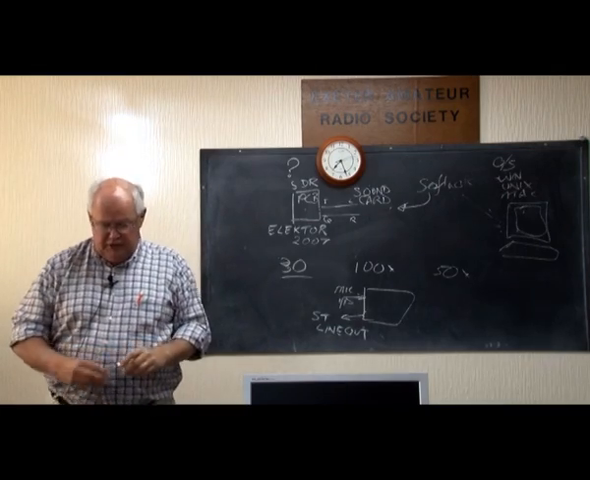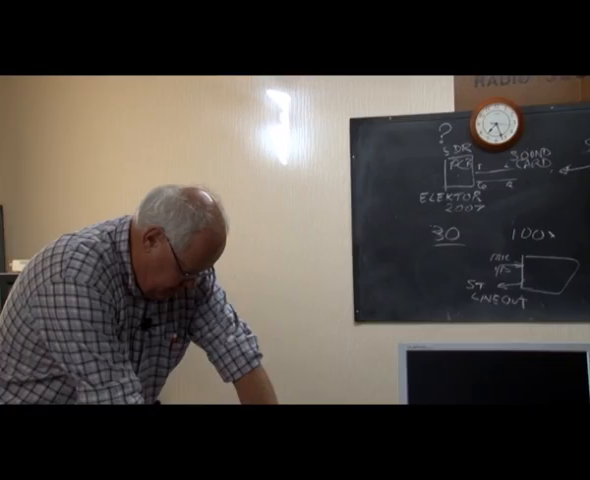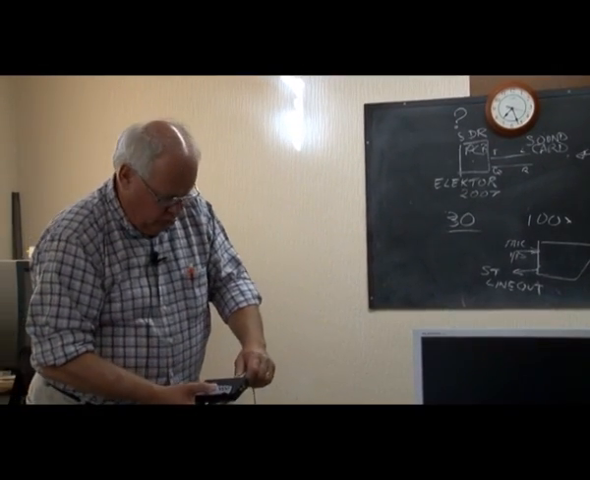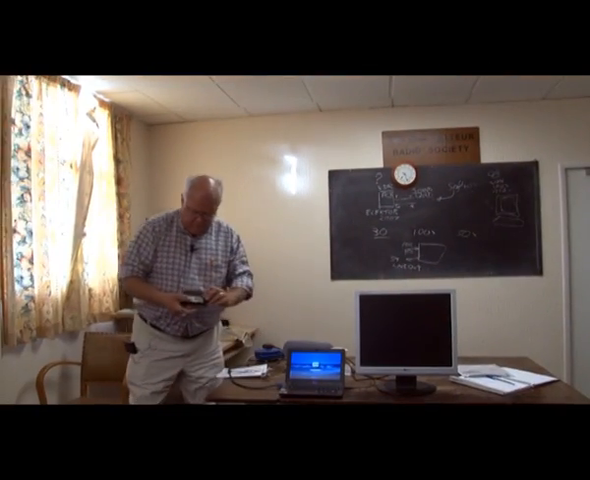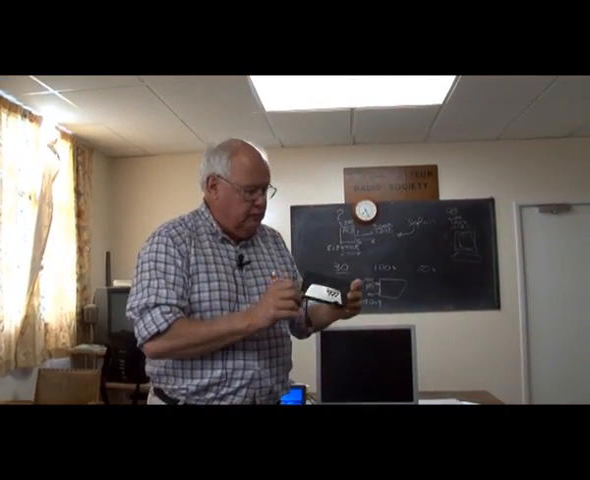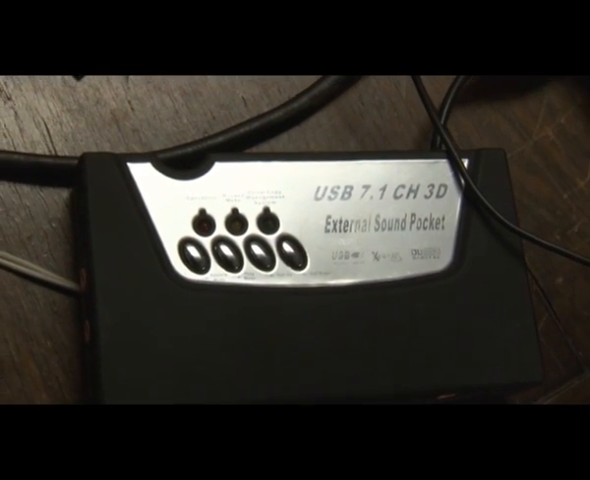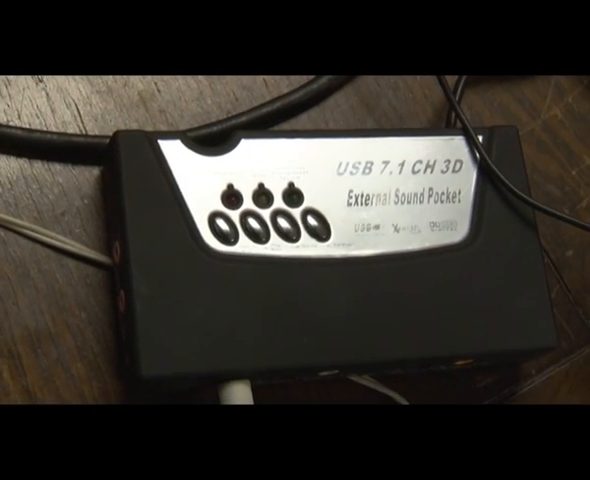Welcome to the next bit you're going to have to buy, which is a USB attached sound decoder. A typical one looks like this. Costs about £20, and this is actually known as a USB 7.1 channel 3D.